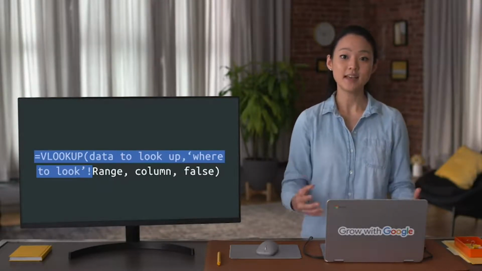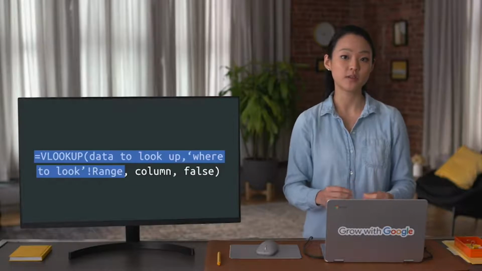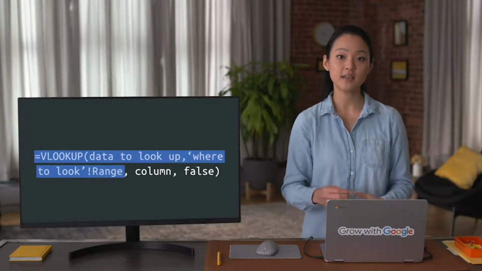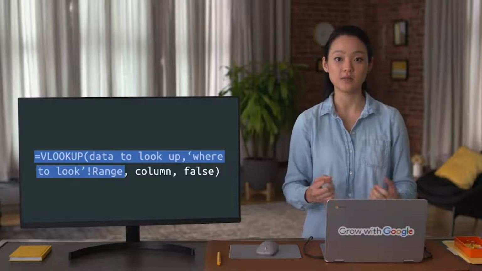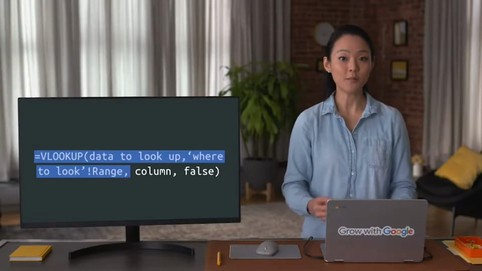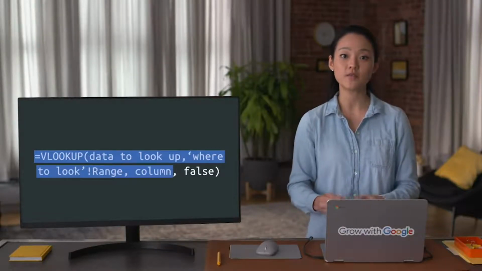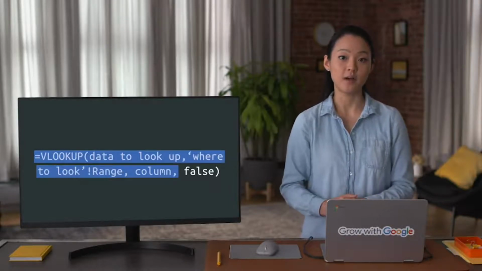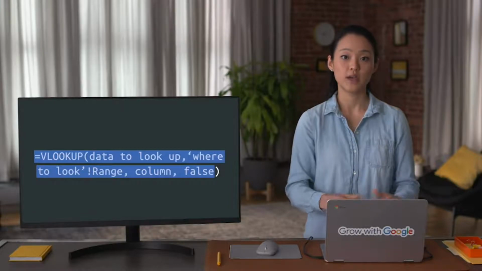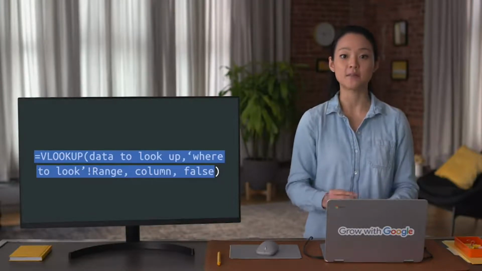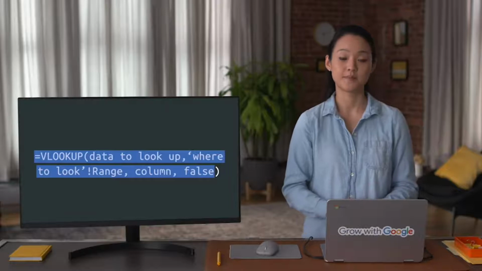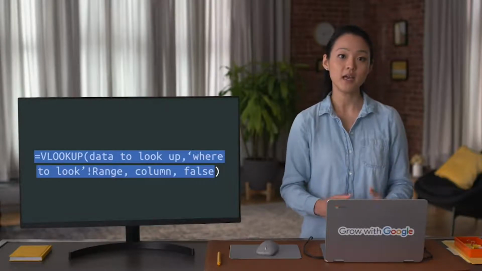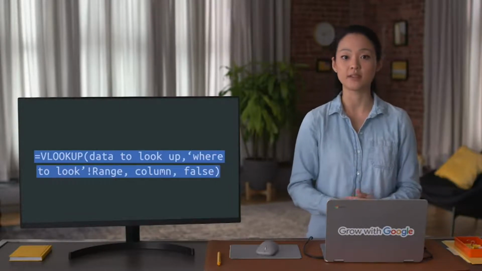Okay, next is the range in the place where you're looking for data, indicated using the first and last cell separated by a colon. After one more comma is the column in the range containing the value to return. Next, another comma and the word false, which means that an exact match is what we're looking for. Finally, complete your function by closing the parentheses.